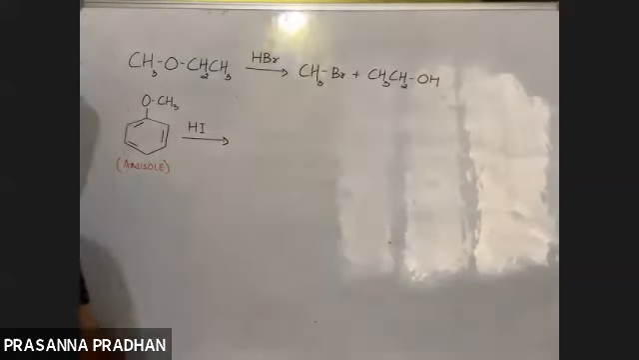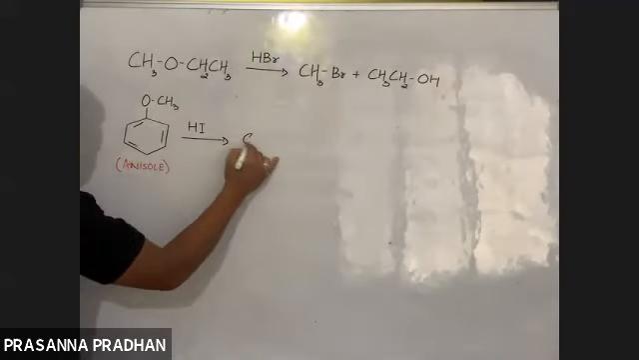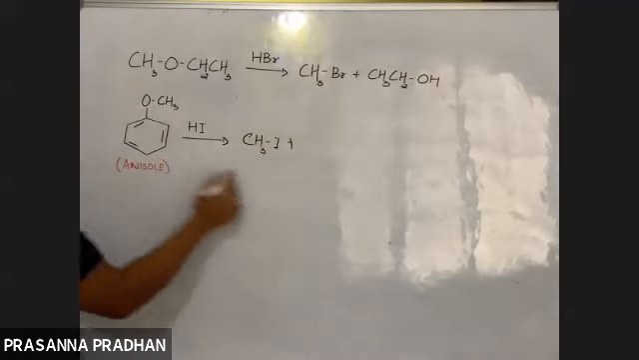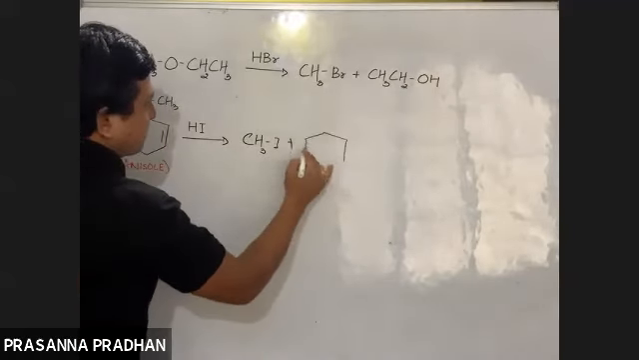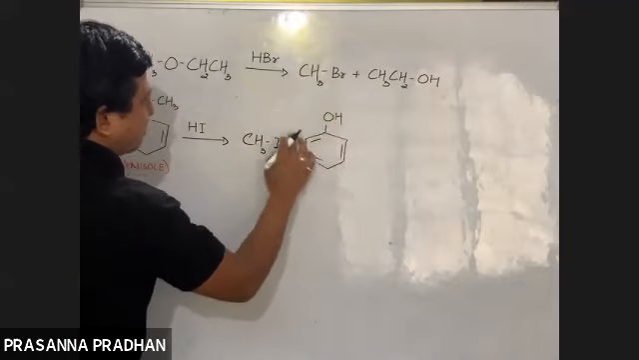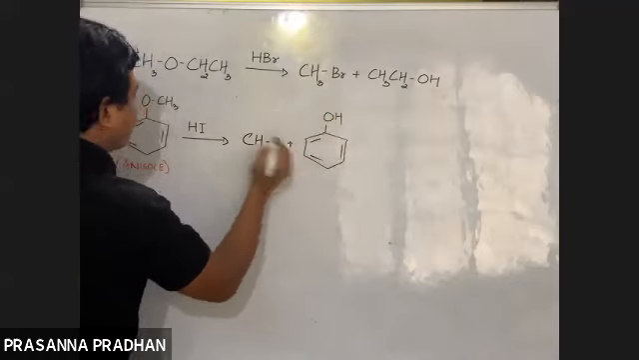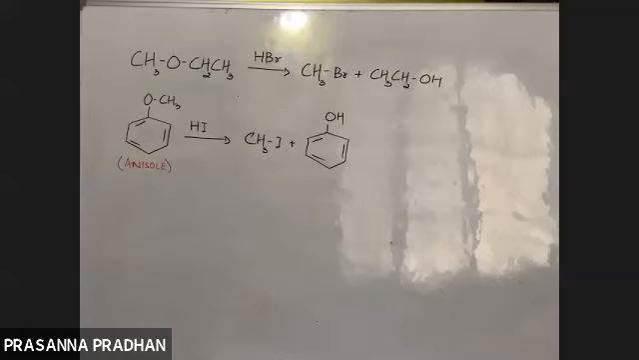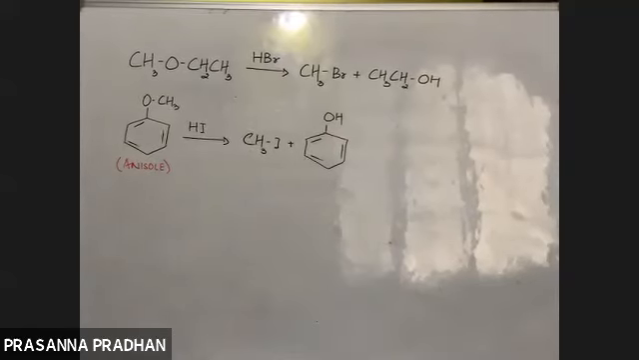Which is the smaller alkyl group? Methyl. So the methyl part forms a bond with the halide, and the remaining phenoxide part forms a bond with hydrogen, giving us phenol. So, a very important question: how will you convert anisole to phenol? Anisole can be converted to phenol by treating with halogen acids like this.